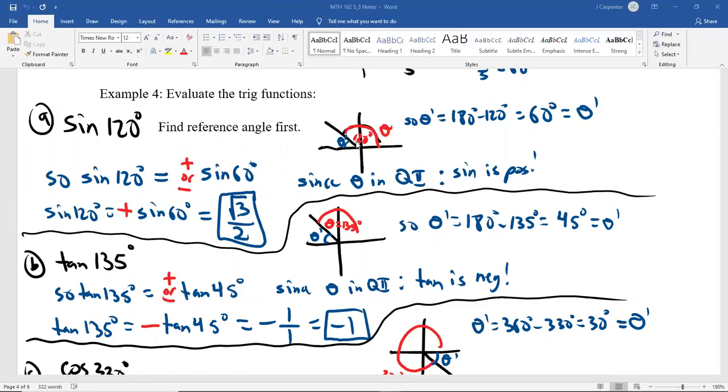We figure out what quadrant our angle is in, and then say, all right, well, we're doing a sine, and sine is positive in this quadrant too, because we're going up, and based on a smart trig class, anything like that.